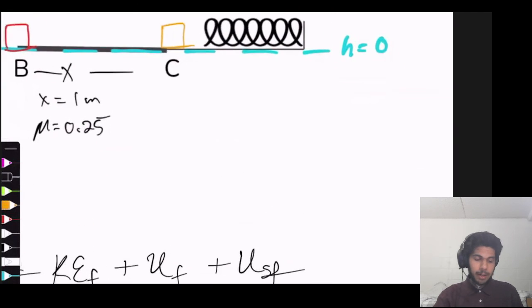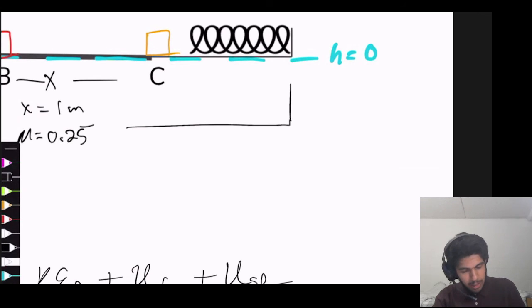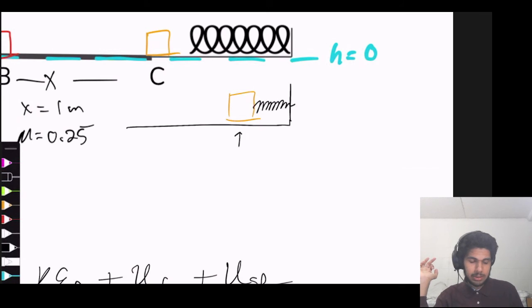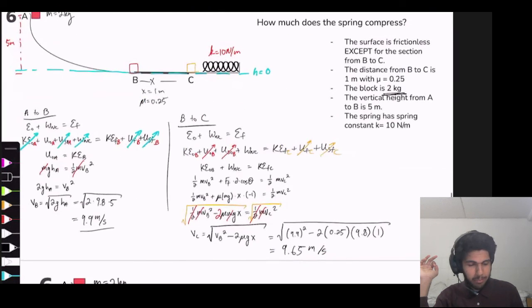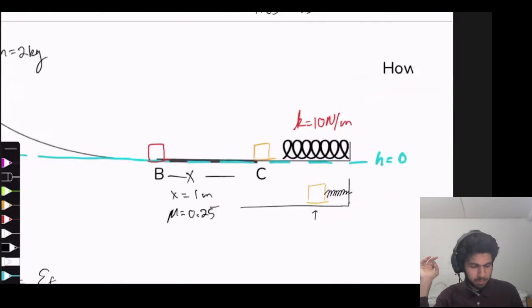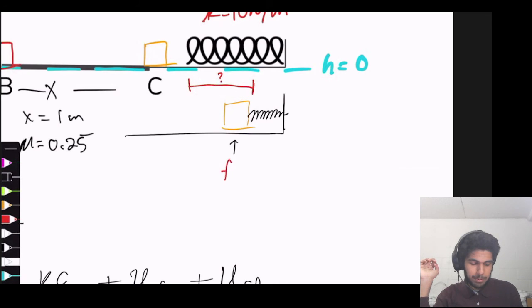So then what does the final position look like? Well, let's try to draw it. We have the surface here, and the block's going to keep on sliding until it reaches some point here where the spring is compressed a lot and it momentarily stops. And that's the point that we're really curious about, right? How much does the spring compress? We're curious about what this distance is. So this is sort of the final position.